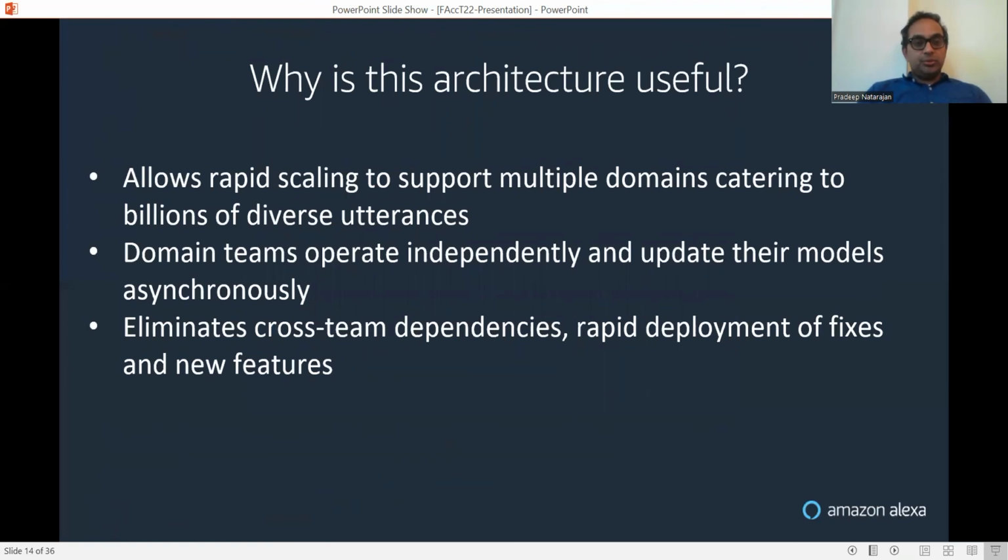And why is this architecture useful? The key is that this allows rapid scaling to support multiple domains, catering to billions of diverse utterances. Domain teams operate independently and update their models asynchronously. So what the book team needs to do to improve their experience is independent of what the music domain might need to do, and they don't have to coordinate. Every time they see a problem they want to fix or a new feature they want to provide to customers, they can quickly build their own models, launch them to production, and start serving their customers. So this eliminates any cross-team dependencies and allows for rapid deployment of fixes and new features.